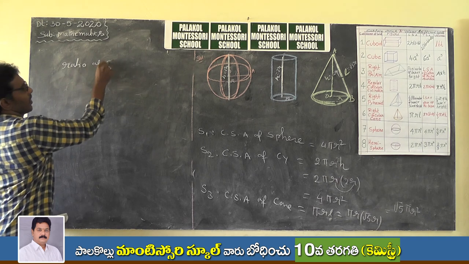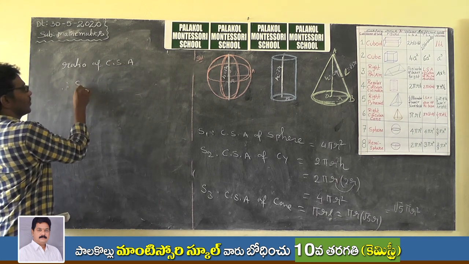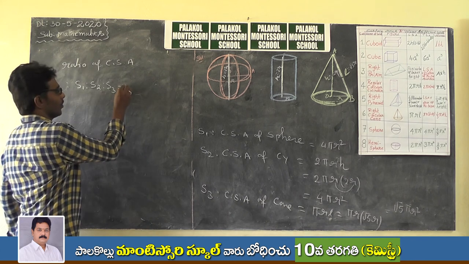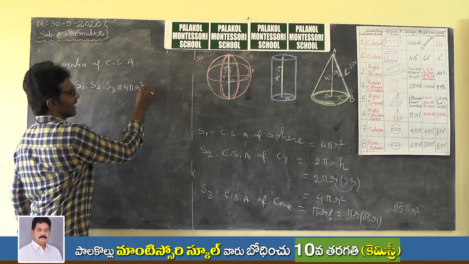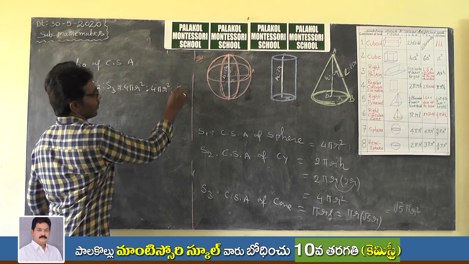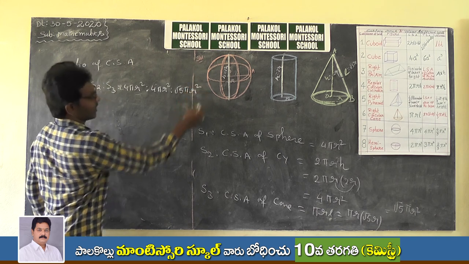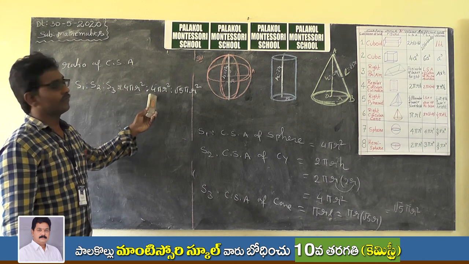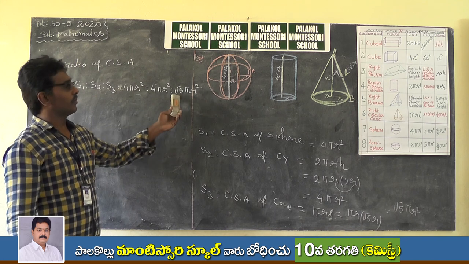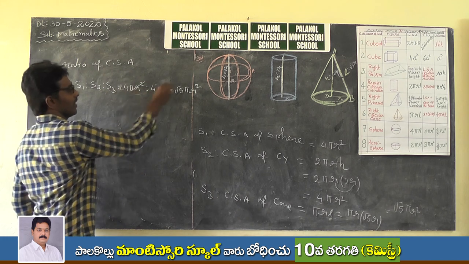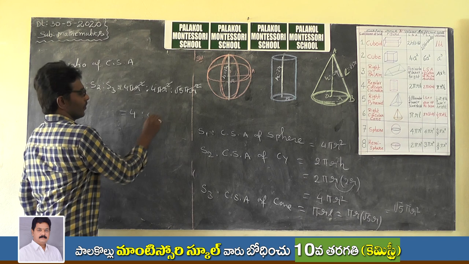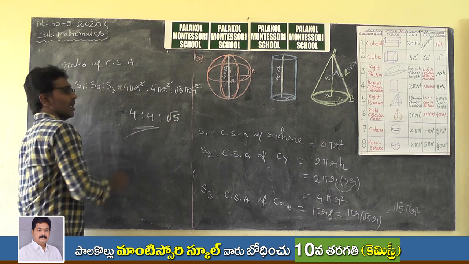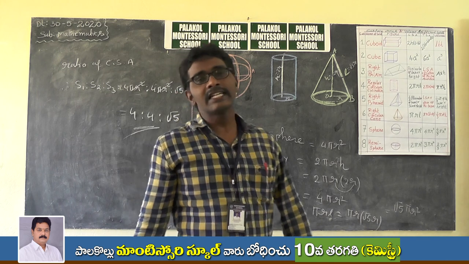The ratio of the curved surface areas, that means S1 is to S2 is to S3 is equal to, the first one S1 value is 4 pi r square, second one is also 4 pi r square, third one is root 5 pi r square. So among the three, the first solid is the sphere, its curved surface area is 4 pi r square. Next one 4 pi r square. And the next one, the cone's curved surface area, is root 5 pi r square. In the three terms, pi r square is the same, so pi r square is cancelled. What remains? 4 is to 4 is to root 5. This is the ratio of the curved surface areas of the sphere, cylinder, and cone.